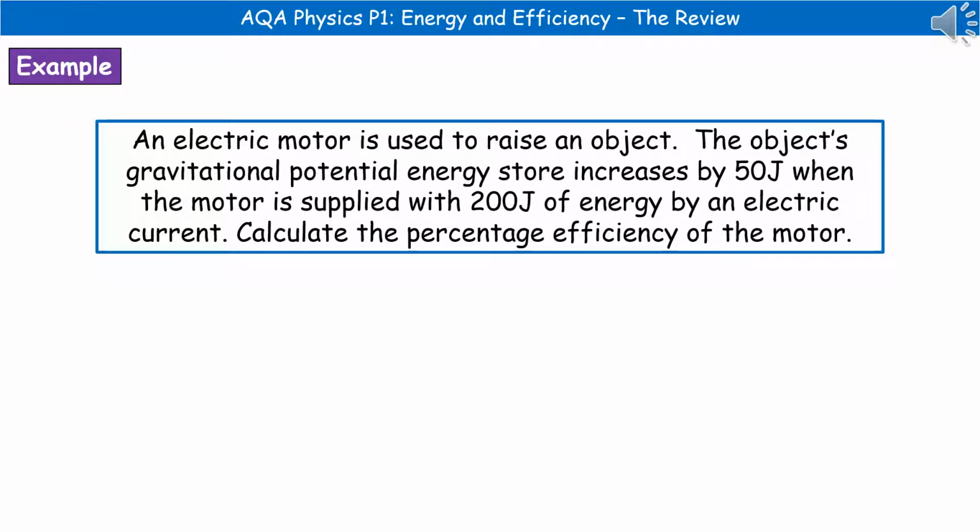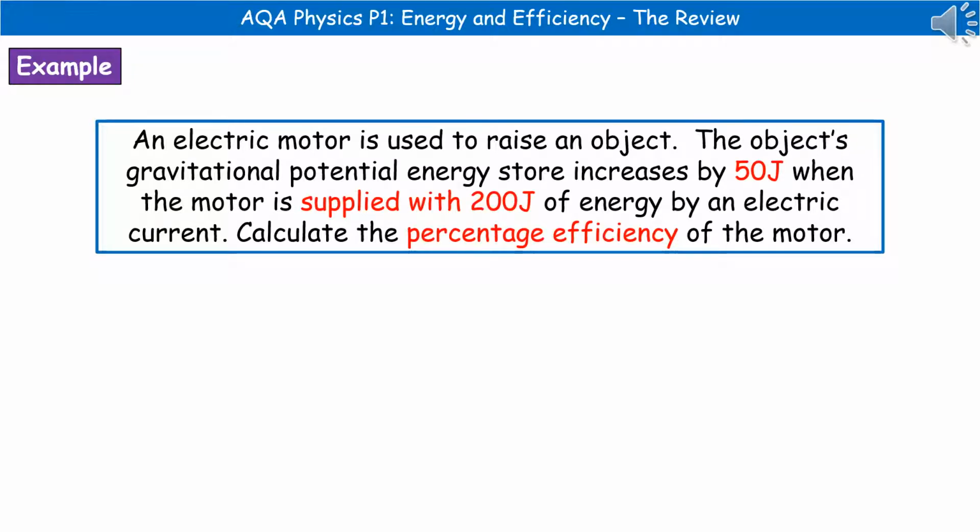An example of the kind of question you could be asked is here. An electric motor is used to raise an object. The object's gravitational potential energy store increases by 50 joules when the motor is supplied with 200 joules of energy by an electric current. Calculate the percentage efficiency of the motor.